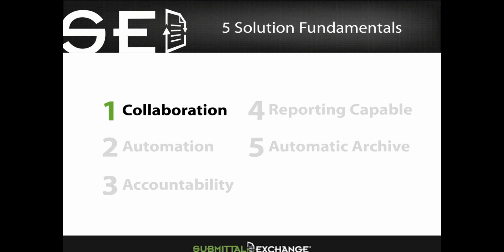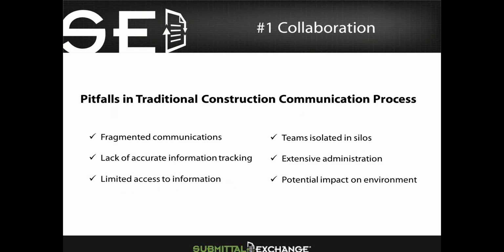We'll start with fundamental number 1, which was collaboration. With traditional construction administration processes like email, FTP sites, or server-based systems, individual teams tend to operate in their own silos, and they're really only focusing on and tracking what they are responsible for. This prevents the team as a whole from focusing on meeting the owner's expectations for the project. Pitfalls in these traditional processes include some of the items that are listed on the screen.